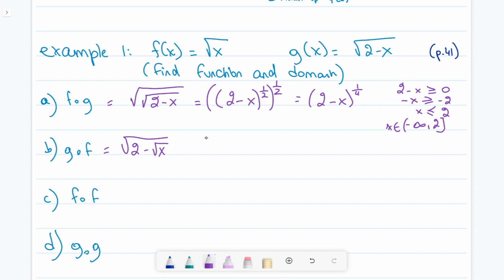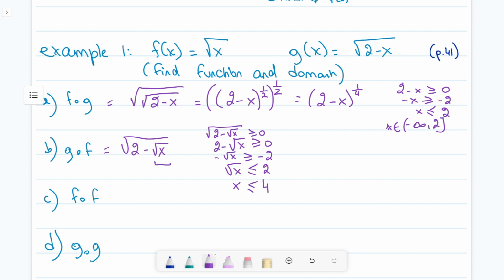So let's start with the first square root. So 2 minus square root of x is greater than or equal to 0. Negative square root of x is greater than or equal to negative 2. I divide by negative 1 on each side. So square root of x is less than or equal to 2, and then I square again. So x is less than or equal to 4. That's one of the conditions I need.